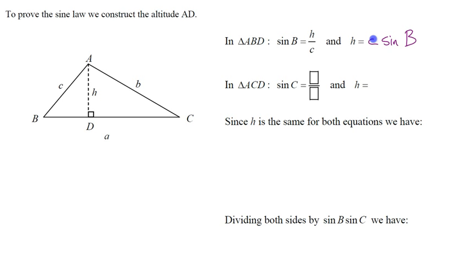If we look at triangle ACD, the sine of angle C is what over what? Opposite over hypotenuse, which is h over b. So what's h equal to? b sine C, little b sine C. Well, since h is the same for both equations, what can we now write? c sine B is equal to b sine C. And if we do a little magic with that, what can we do?